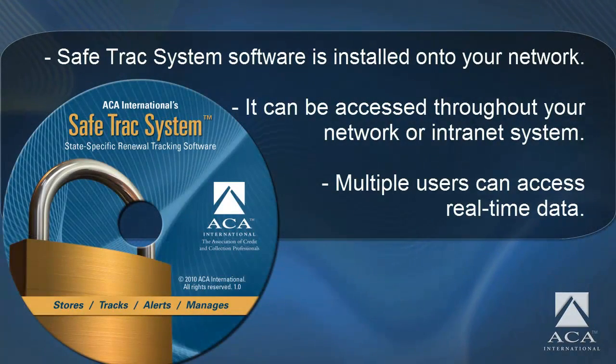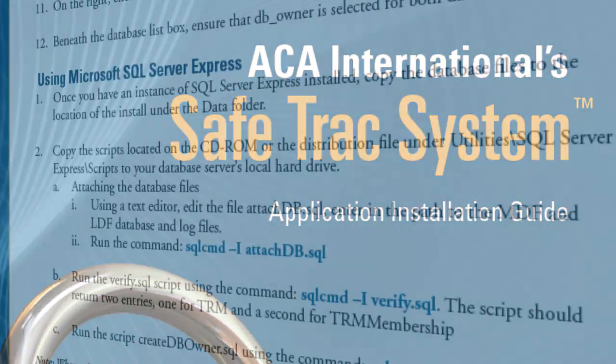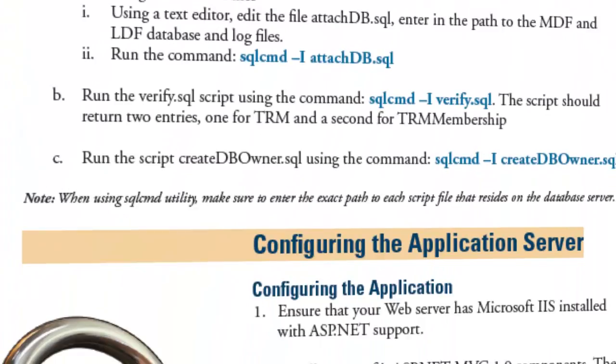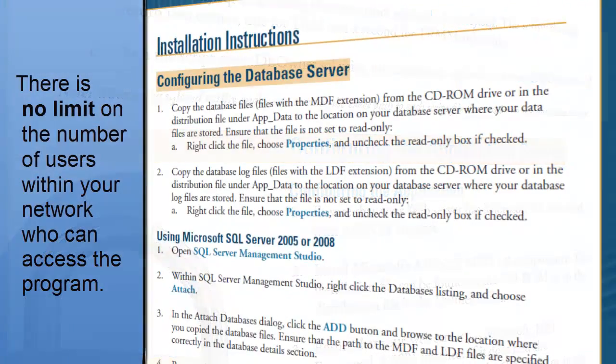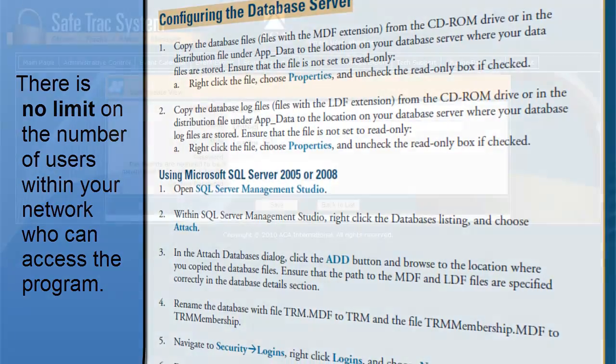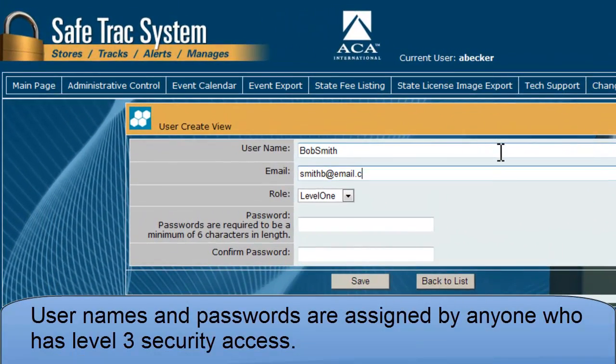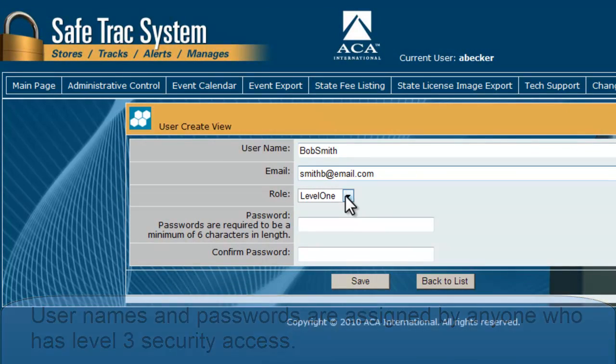The Trac system software is installed onto your network so it can be accessed throughout your network or an intranet system, allowing multiple users to access real-time data. You will be provided with a basic installation guide that your IT staff should be able to easily follow. There is no limit on the number of users within your network who can access the program. The usernames and passwords are assigned by anyone who has Level 3 security access, which will be covered in greater detail later on in this demo.